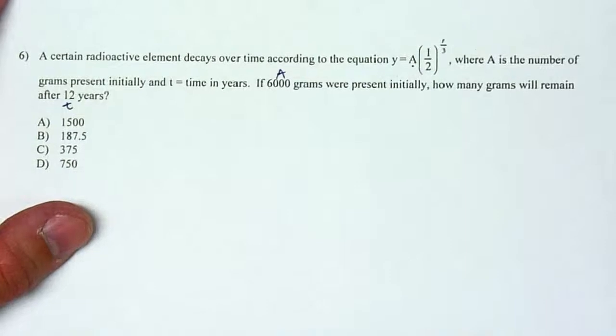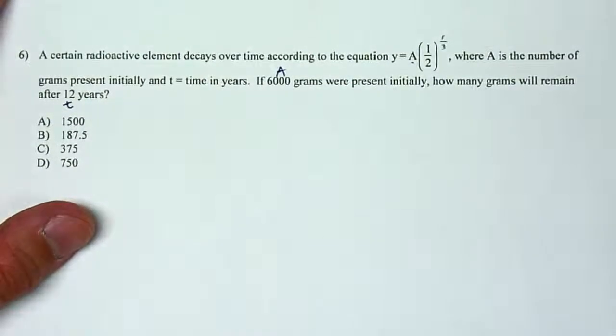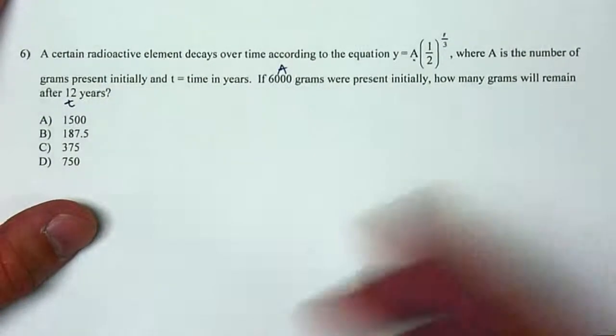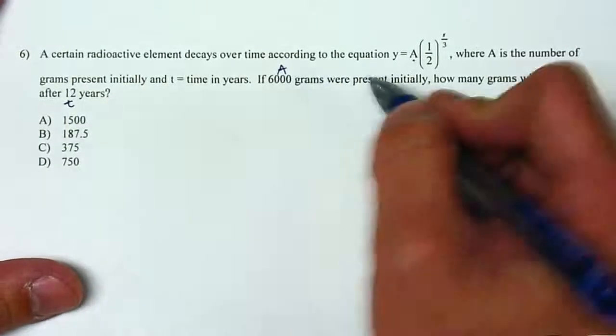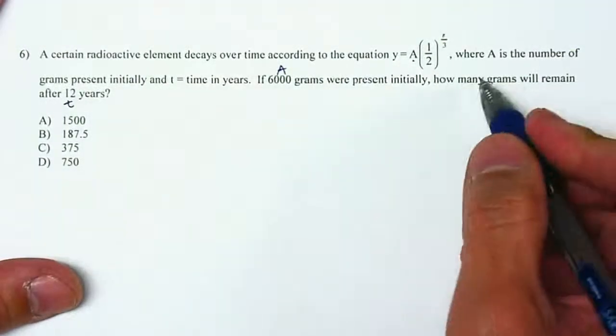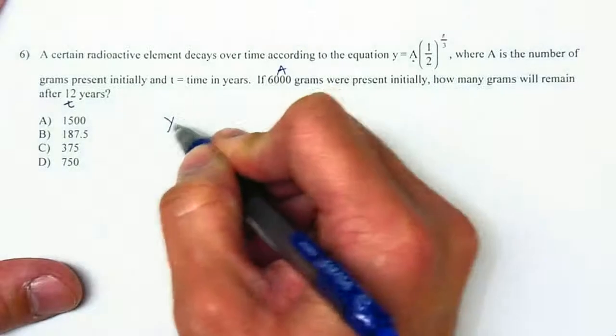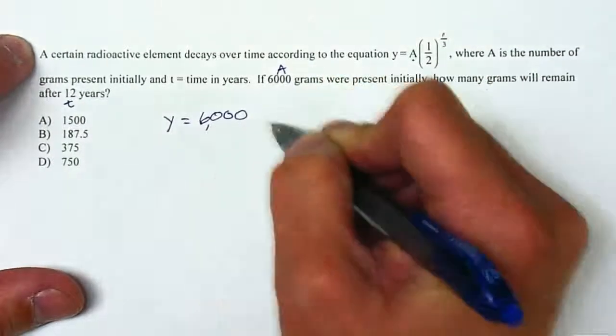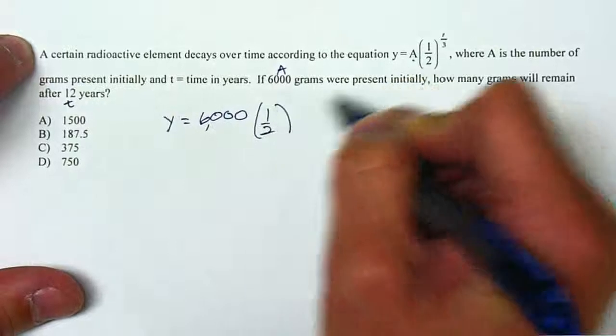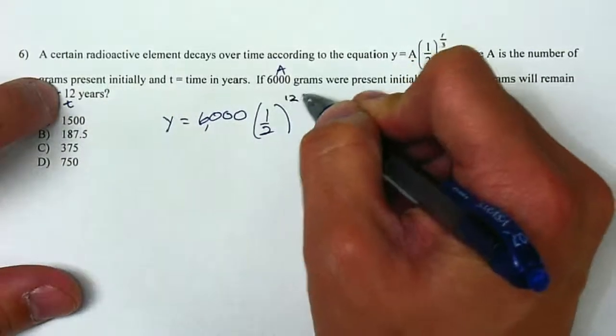So this is really just a plug-in problem. Substitute it in and then do your order of operations. And the order of operations is what you must really pay attention to. So plugging this stuff in, we want to figure out y is equal to A, which we know is 6,000, times 1/2 raised to the T over 3, or 12 over 3 power.